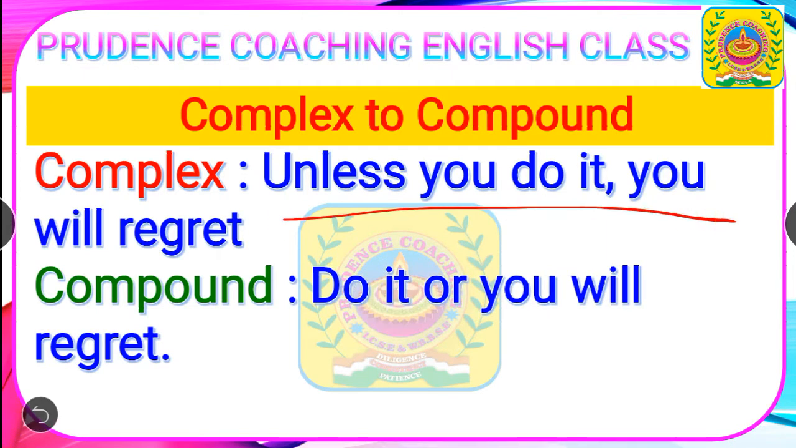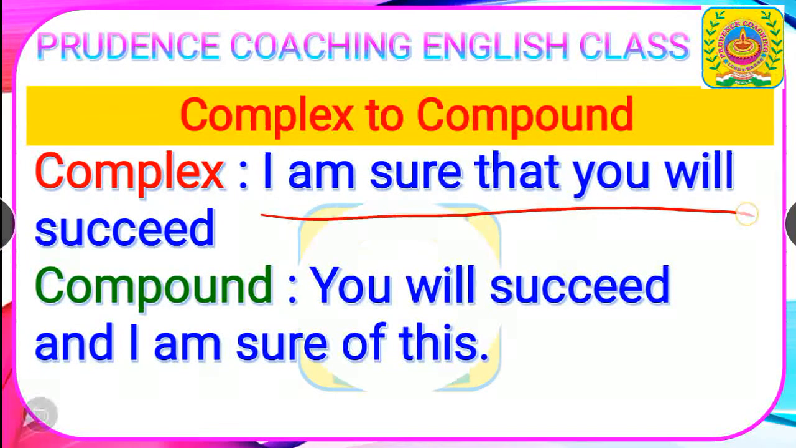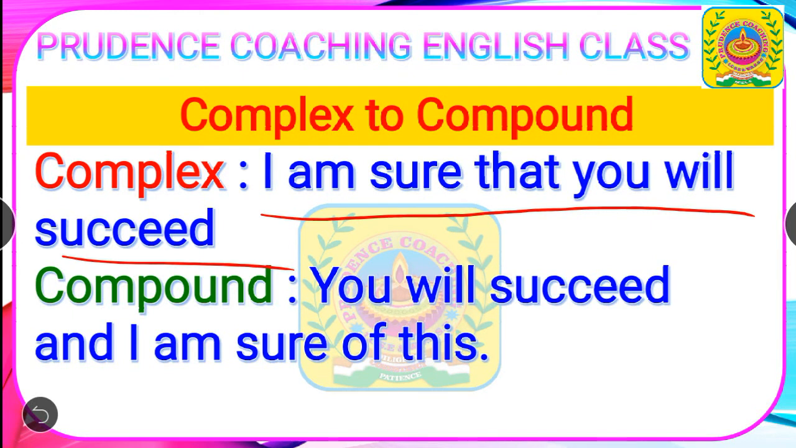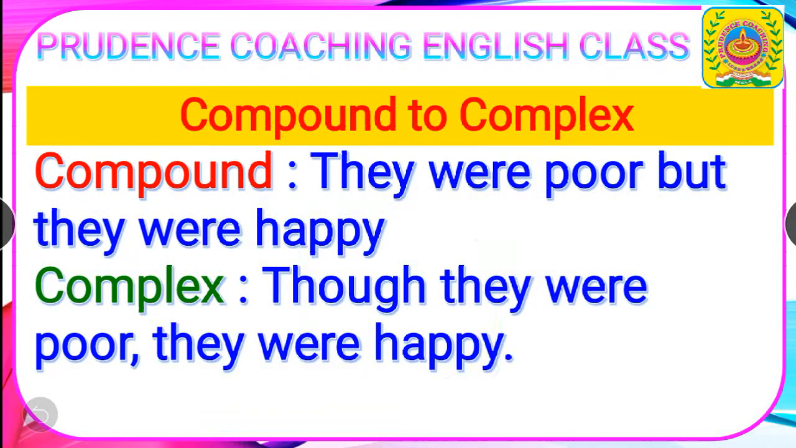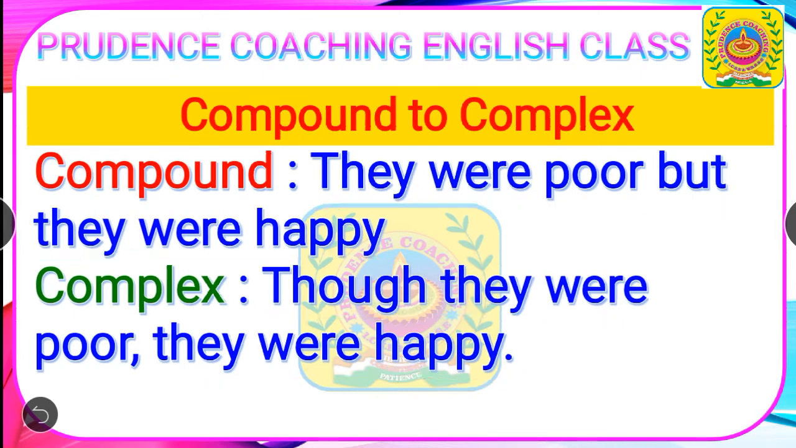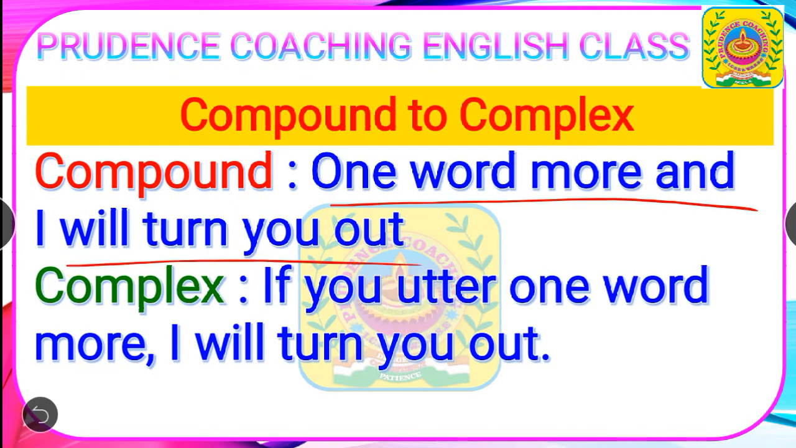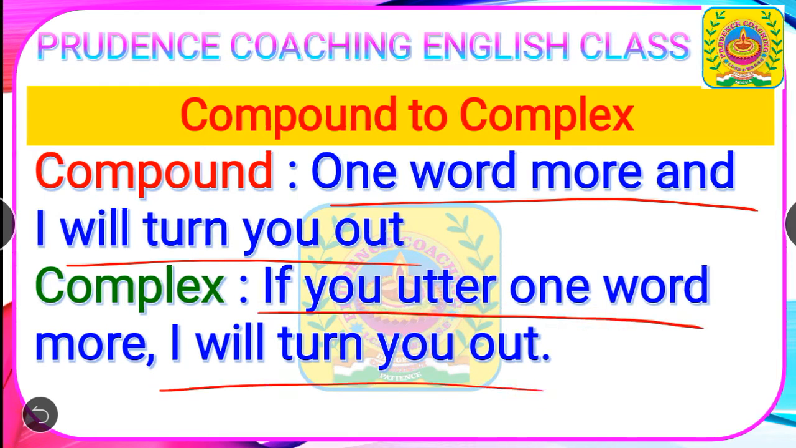Now the next one, that is complex to compound. Unless you do it, you will regret. The compound would be: do it or you will regret. Now the next one: I am sure that you will succeed. The compound is: you will succeed and I am sure of this. Now the next one is: they were poor but they were happy. The complex is: though they were poor, they were happy. So students, the next one is: one word more and I will turn you out. This is compound to complex transformation. The complex sentence is: if you utter one word more, I will turn you out.